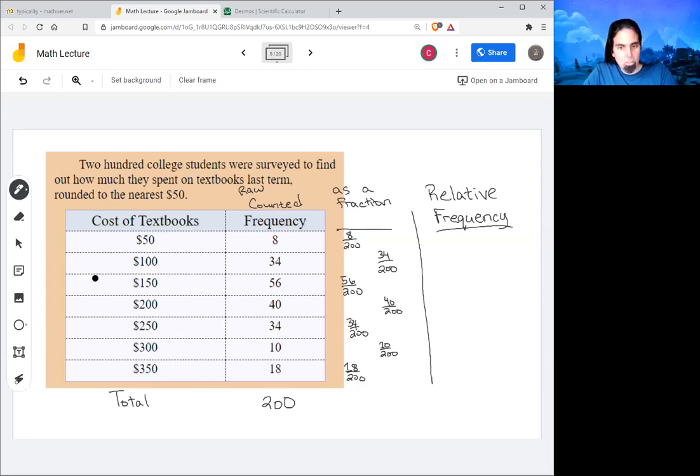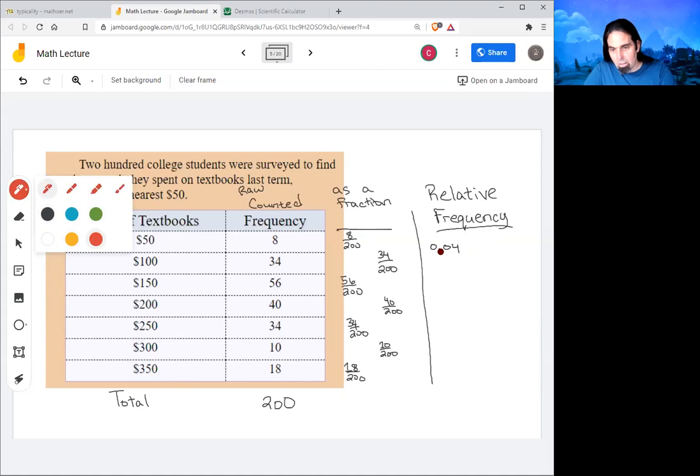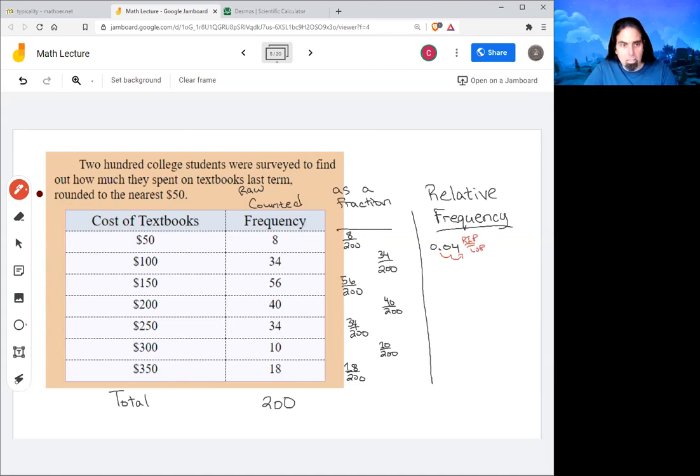Oh, my bingy happened anyway. Okay. And then top divided by bottom. So 8 out of 200 is 0.04. So we go right into percent, and get 4%.